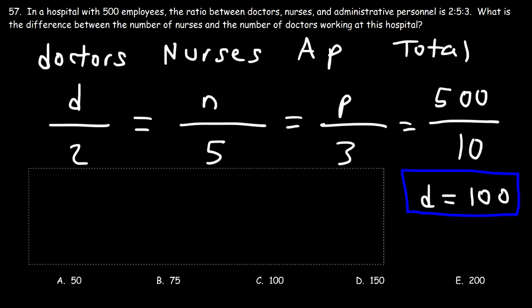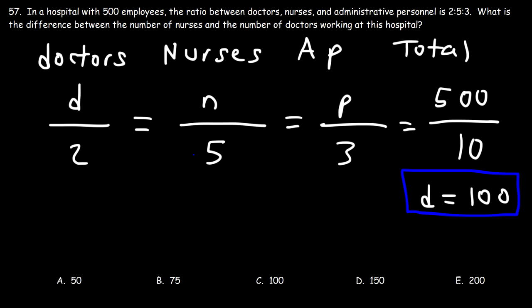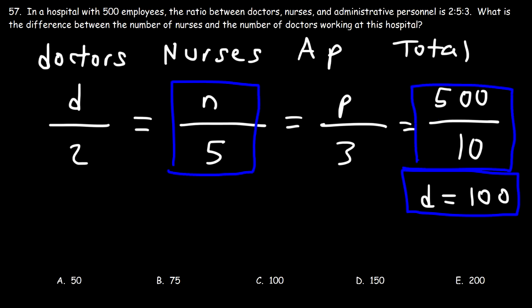Now we're going to do the same with the number of nurses. So we're going to set N over 5 equal to 500 over 10.